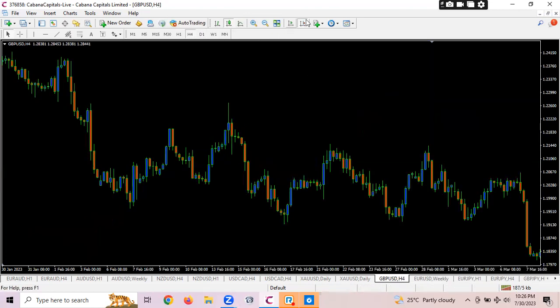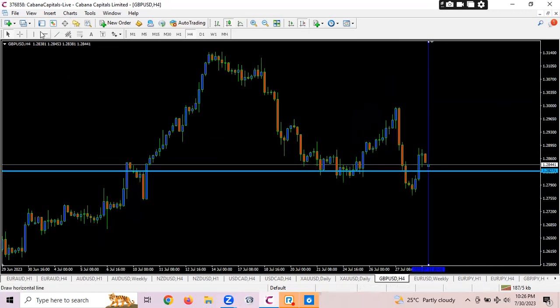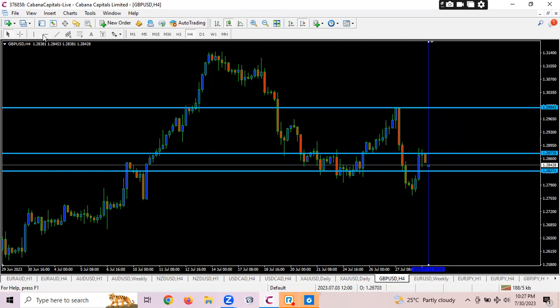Okay, let's go to the 4 hour. Okay, good. We have a resistance here. If this resistance is broken, do not hesitate to buy. You can see that the formation we have on GBP USD is similar to Australian dollar USD and New Zealand USD. All these pairs have a new, most recent resistance level. So if this resistance is broken, I am buying GBP USD, and this will be my target.